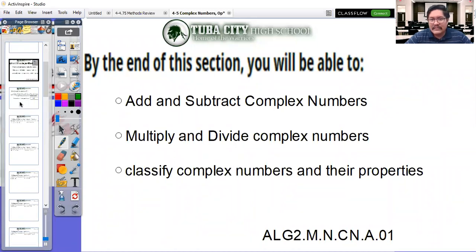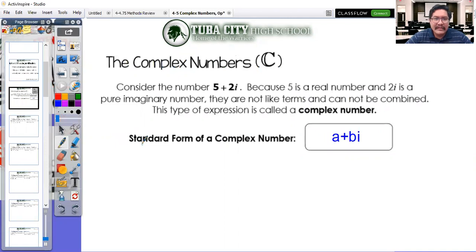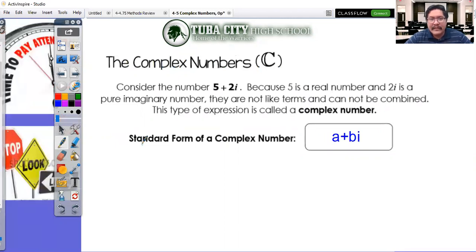So let's go ahead and look at the first thing we need to know about, and that is complex numbers. Consider this number here. So we have 5 plus 2i. Now, 5 is a real number, and the 2i is an imaginary number, or a pure imaginary number. So this is like a number with two terms. They're not like terms, so we can't just put them together. We can't have like 7 or 7i or anything like that. So we can't put them together, and that's what we call a complex number.